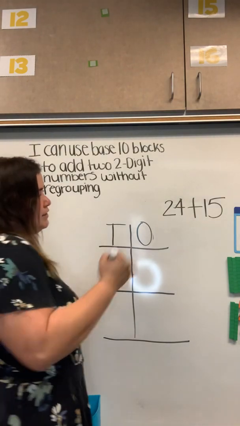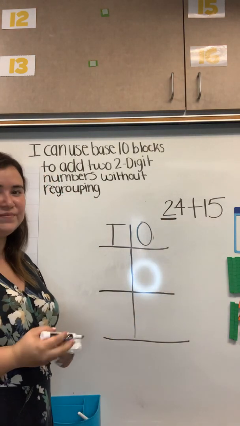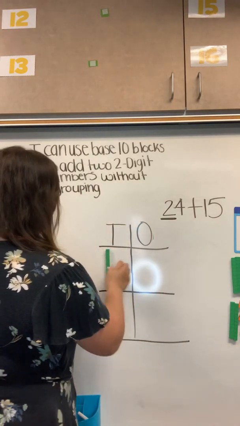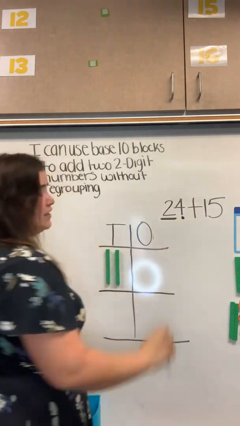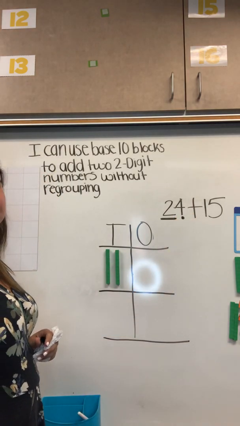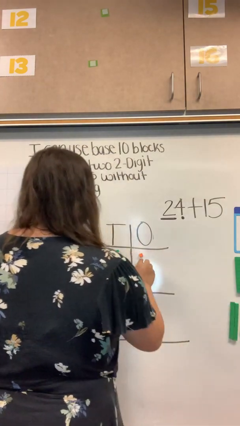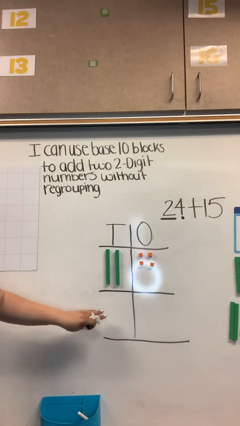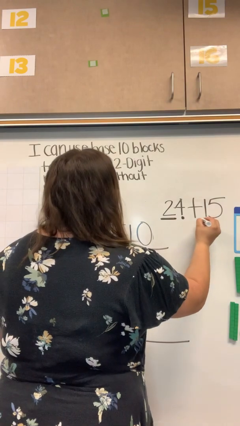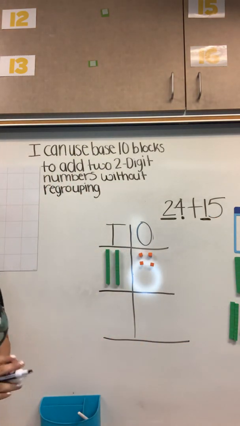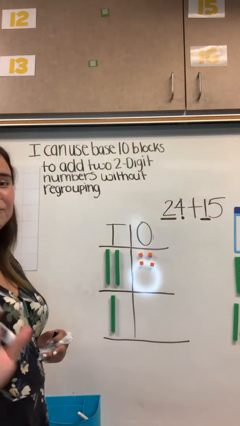So how many tens do we have in the number 24? 2. Good job. Now how many ones do we have in the number 24? We have 4, so we're going to get our 4 ones cubes. Now we're going to look at the number 15. How many tens do we have in the number 15? Just 1, right? And then how many ones do we have?